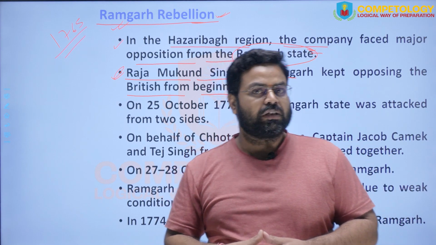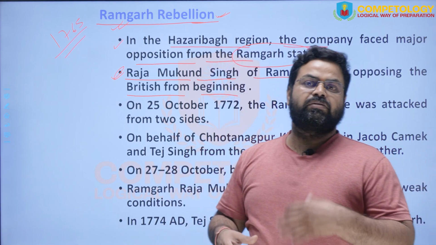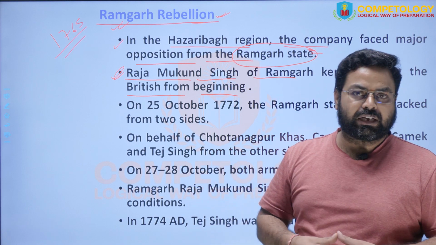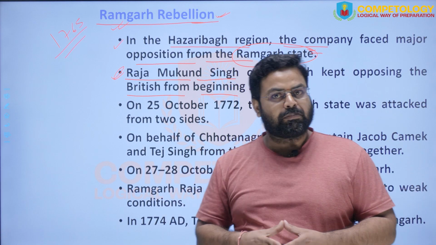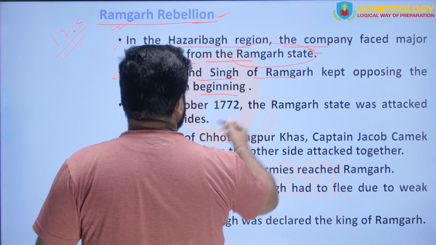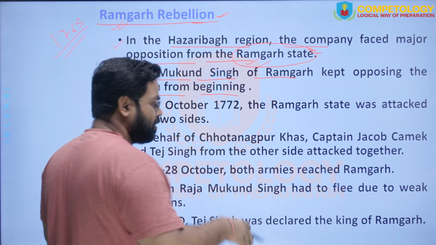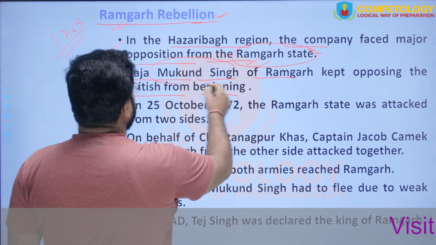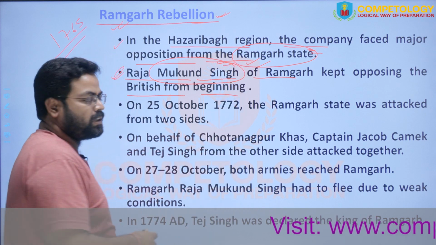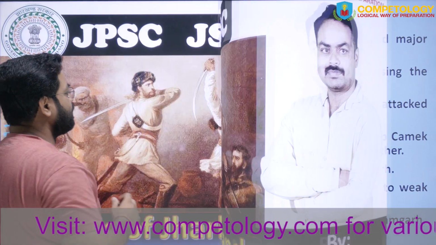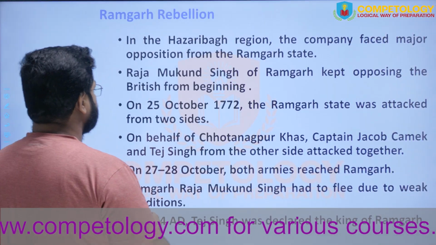And those rulers were not in favor of relinquishing their freedom, their independence. So they used to revolt against the company, and initially the company faced the same kind of opposition from the Ramgarh state of Jharkhand. And since the beginning, the ruler of Ramgarh state, Raja Mukund Singh, was against submitting in front of the Britishers.